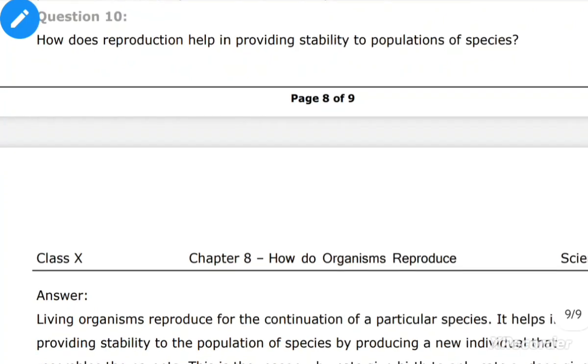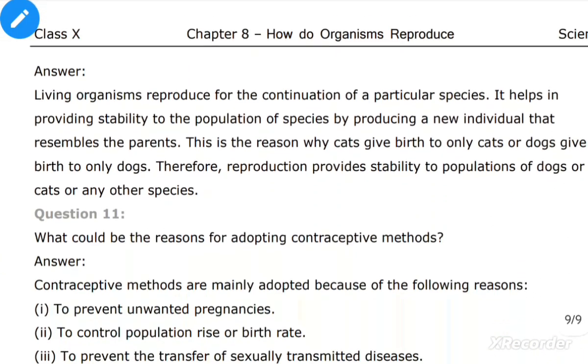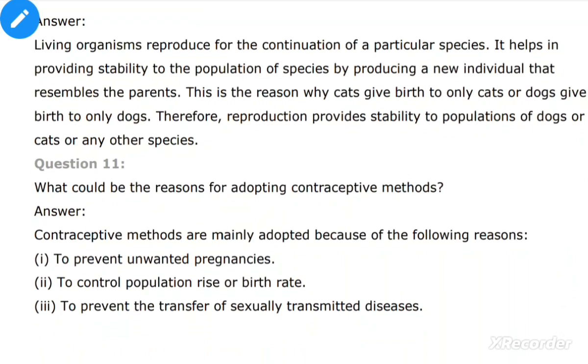Next question is how does reproduction help in providing stability to the population of a species? Answer: living organisms reproduce for the continuation of a particular species. It helps in providing stability to the population of a species by producing new individuals that resemble the parents. This is the reason that cats give birth to only cats and dogs give birth to only dogs. Therefore, reproduction provides stability to the population of dogs or cats or any other species.